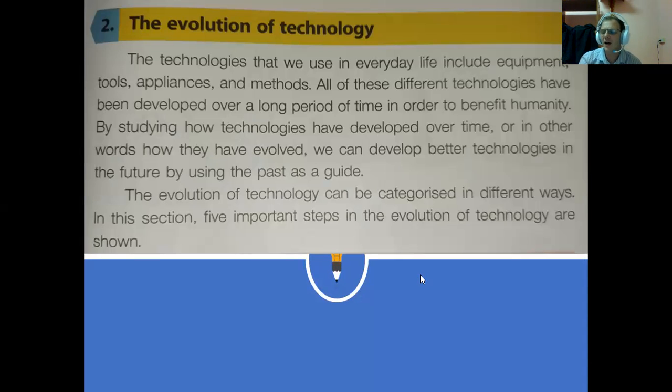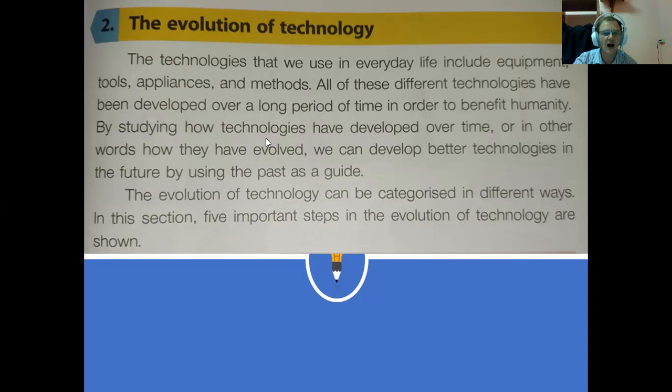We also spent some time looking at the evolution of technology, and we also looked at when things were invented, when we played a little game last time. But let's quickly go through the evolution of technology again. The technologies that we use in everyday life include equipment, tools, appliances, and methods. All of these different technologies have been developed over a long period of time in order to benefit humanity. What does that mean? It means to benefit us.